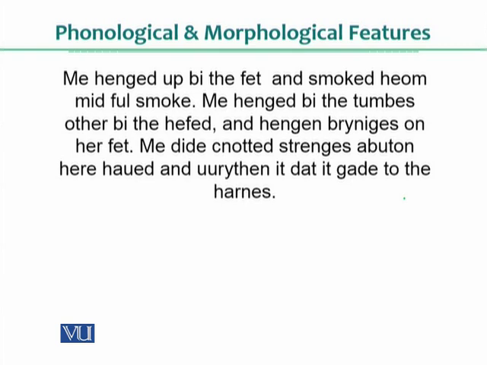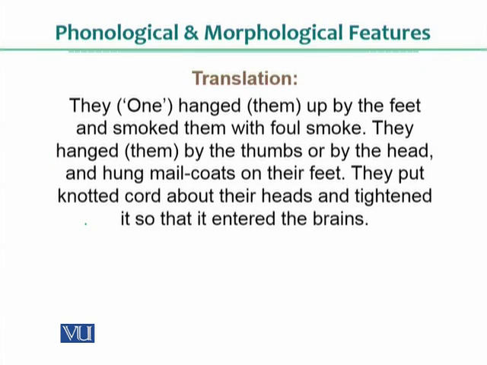But this time, before I mark certain things on this given text, that is a continuation of that, I'll share with you the translation of this text so that you could understand what it means, and then we would try to see certain features. Here goes the translation. They, which means one, hanged them up by the feet and smoked them with foul smoke. They hanged them by the thumbs or by the head, and hung mail coats on their feet. They put knotted cord about their heads and tightened it so that it entered the brains.